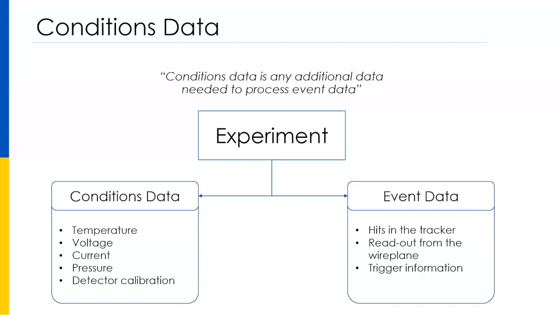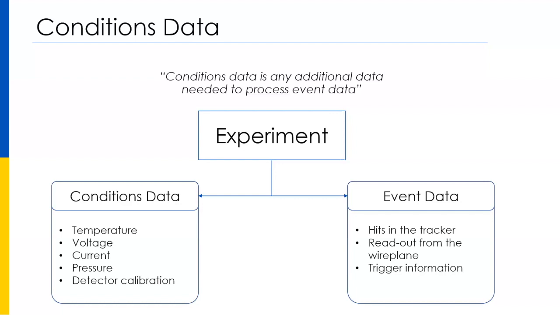We need to understand that every experiment has really valuable results, such as event data, like hits in the tracker, readout from the wire plane, etc. But to process this data, to work with it, to simulate, we need conditions data, such as temperature, voltage, current, and pressure.